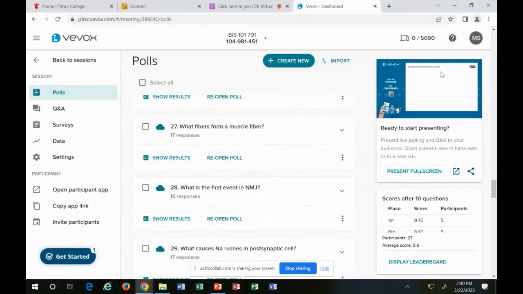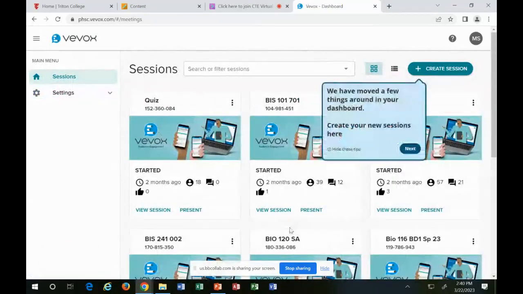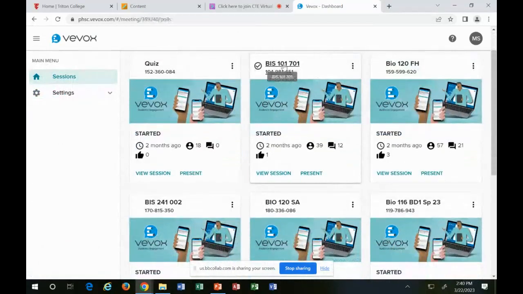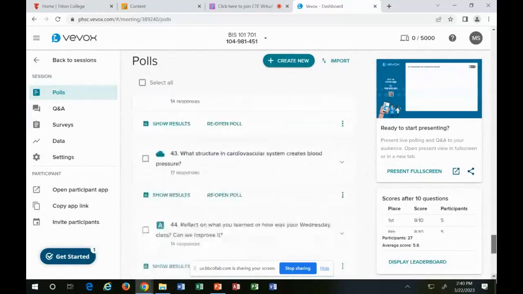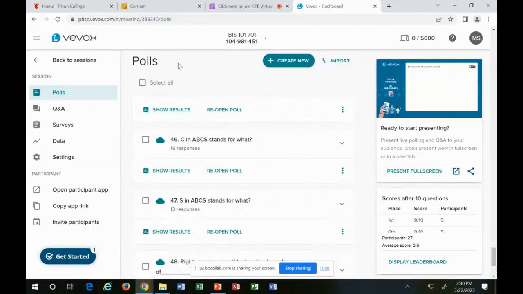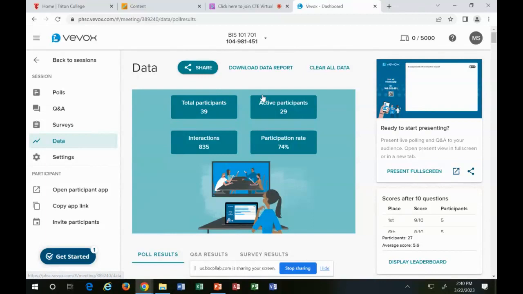So the answers go on the screen and you can show the students their answers. I can show you, just 1 second. Let me go to today's class. And I was showing my friend, look at this. Total participants 39, active participants 29, interactions 835, participation rate. You don't know me, but you see that my students participate 74%.